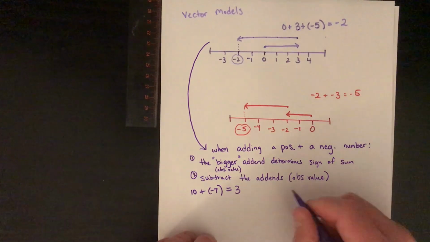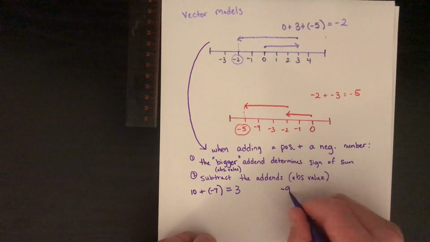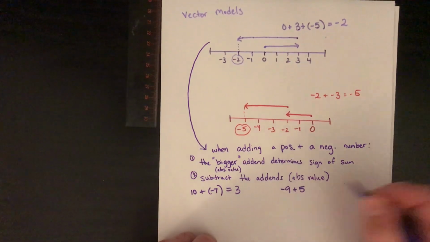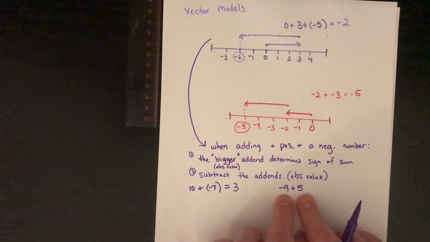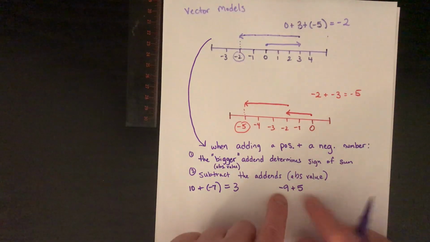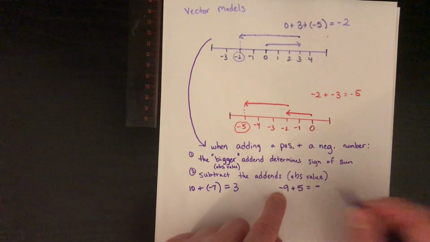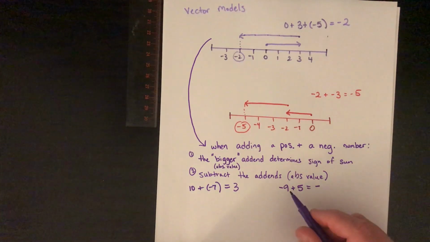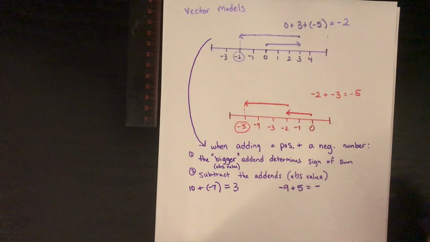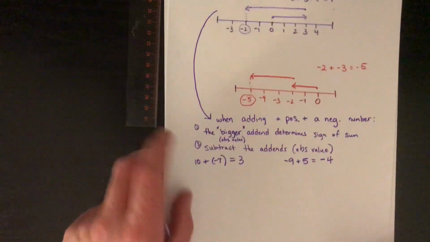All right, let me try another one. What if I needed to do -9 plus 5? Let me look at their absolute values. I got 9 and I got 5. Well, the 9 is bigger, so that means the answer to this one is going to be negative. So let me just put my negative sign there already. Now let me just subtract them. 9 minus 5 is 4. So the answer to that one's -4.